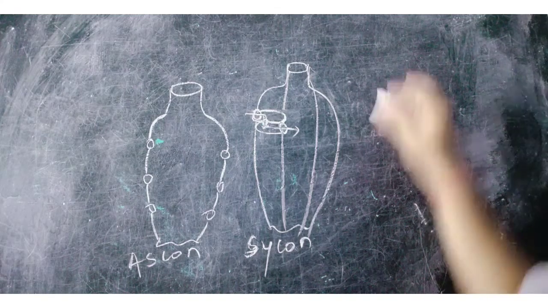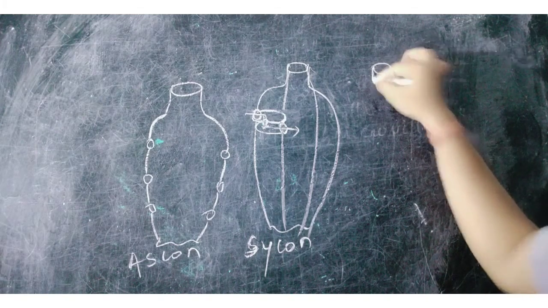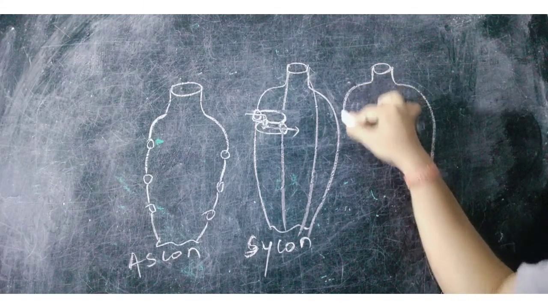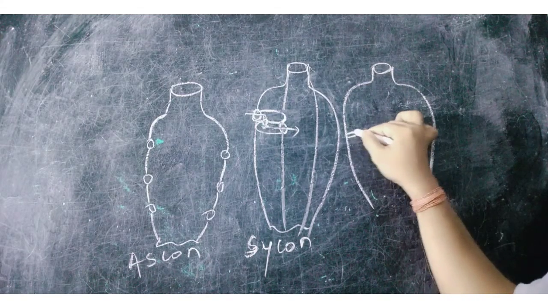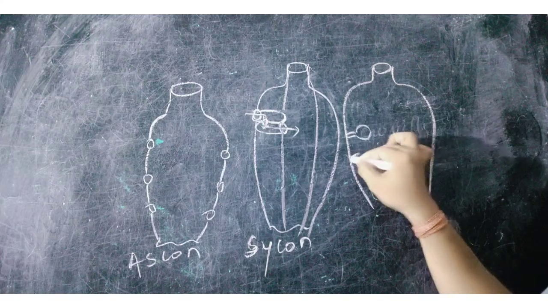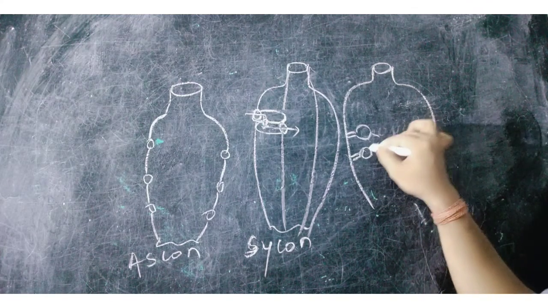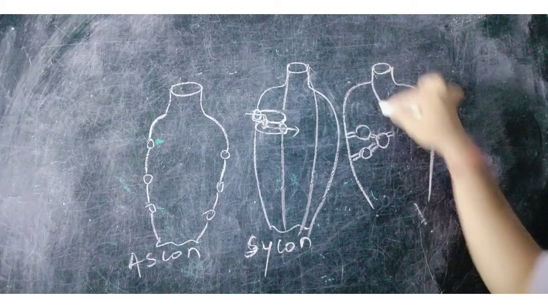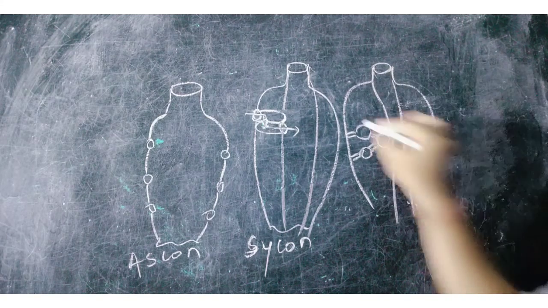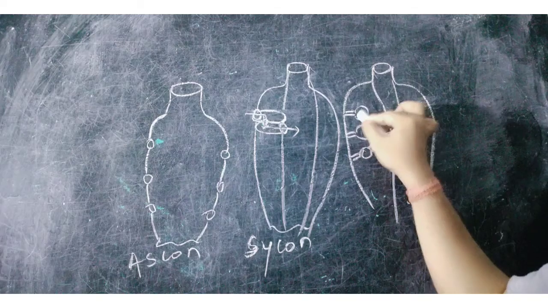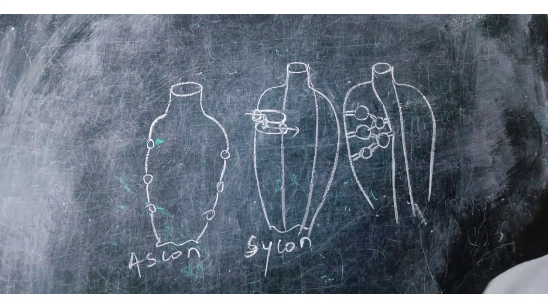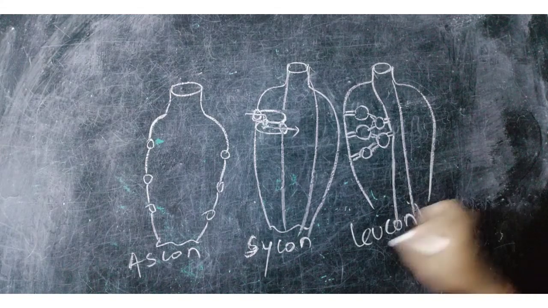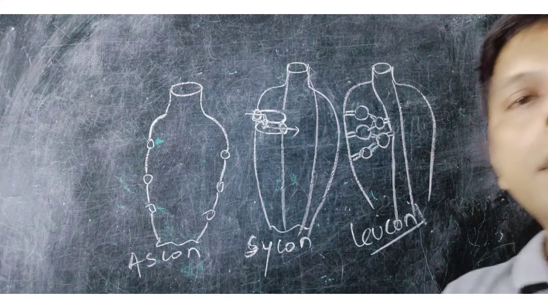Then another canal which is leuconoid, highly complex. This canal, another canal, they again communicate with another canal, finally opening into spongocoel like this. This sac ultimately opens into the spongocoel. This is called leucon canal, leuconoid canal.